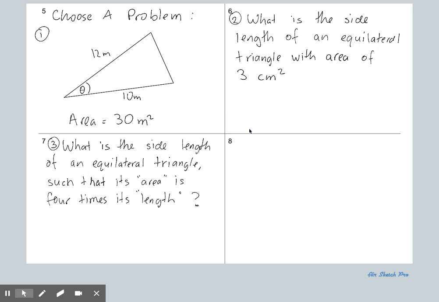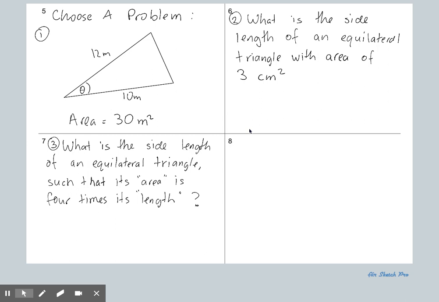I'll go through each question very quickly, but I need to focus on question 3 for a second. So number 1, you've got a triangle with the 2 legs given, but the angle in between is not, and you know the area, work out the angle. Question 2, what is the side length of an equilateral triangle with area of 3 square centimeters? What is the side length?